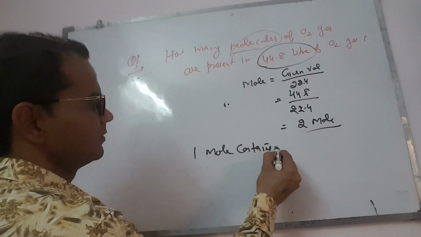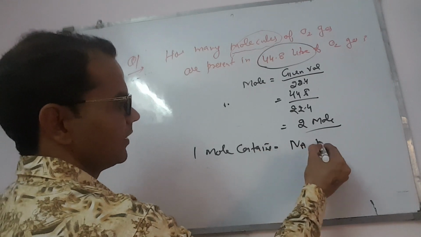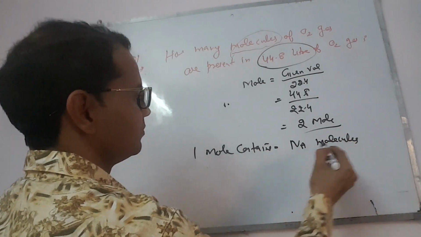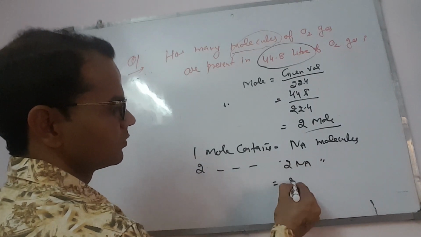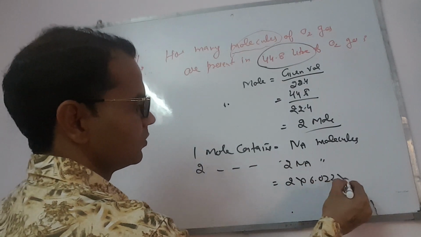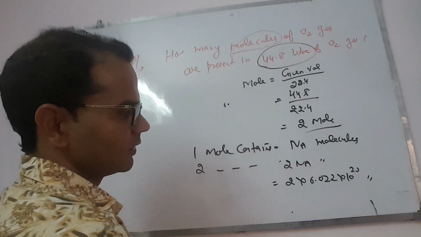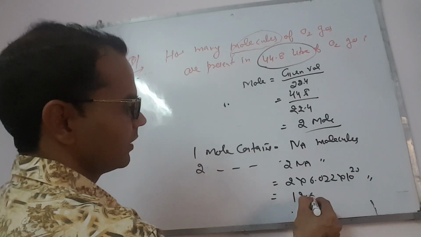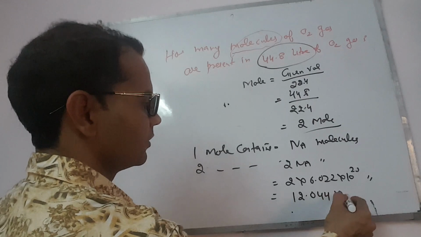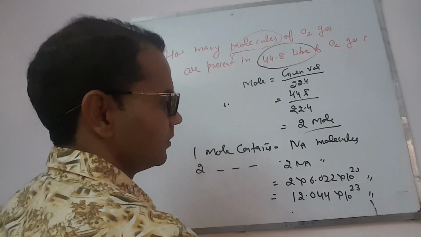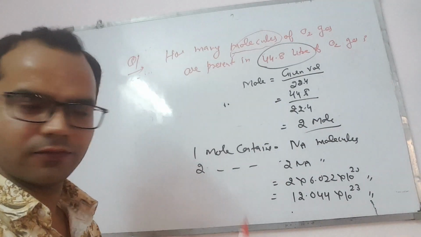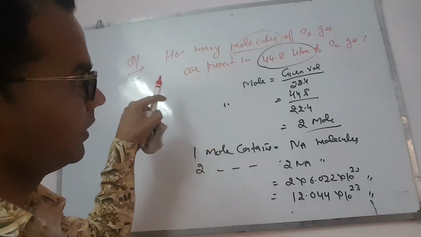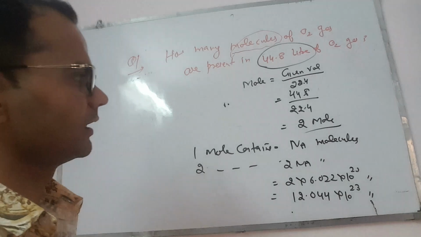1 mole contains Na molecules. 2 mole contains 2 Na molecules. 2 into 6.022 into 10 raised to power 23 molecules. Answer will be 12.044 into 10 raised to power 23 molecules. Easy. We can even find out the mass of that oxygen gas.